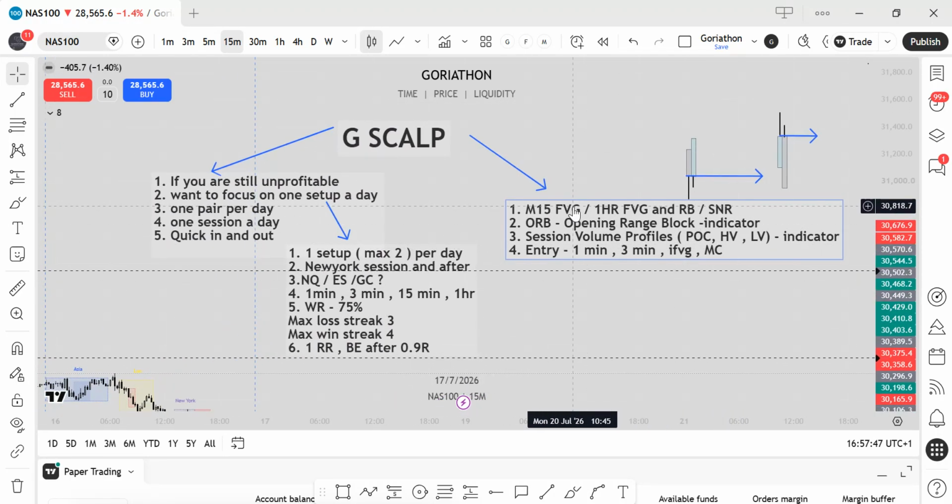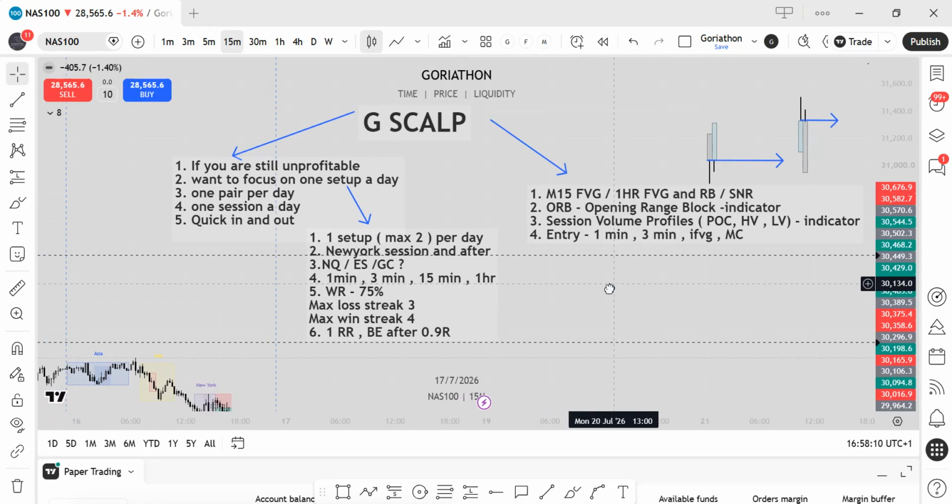So you guys know how to mark fair value gaps, 1 hour fair value gaps, and RB and SNR. So in the next video, I will discuss opening range blocks, what we expect, session volume profiles, what kind of stuff we can anticipate, what's the high volume, what's low volume, what's the point of control, what kind of stuff we look at. Why is price reacting from it, right?